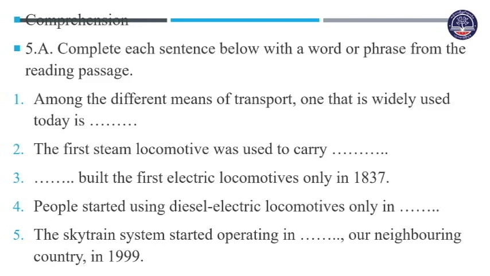Yes, line number 19, you will see that the train was built in 1837 by Robert Davidson of Aberdeen. Yes, the answer must be Robert Davidson of Aberdeen. Right. Okay, let's go to number 4. People started using diesel electric locomotives only in blank.